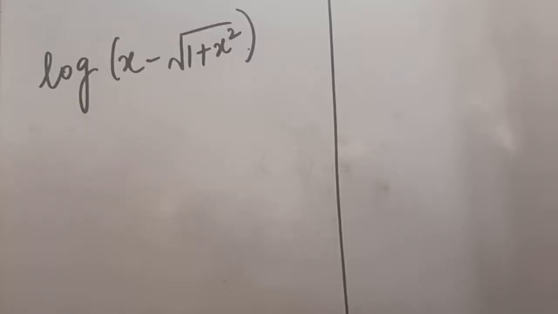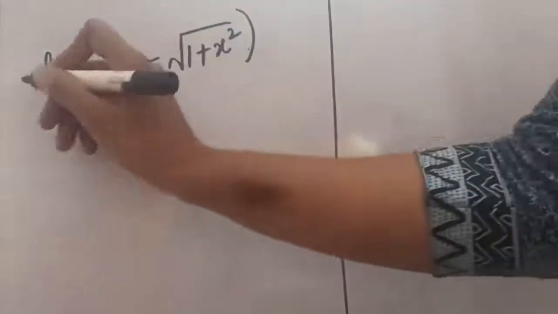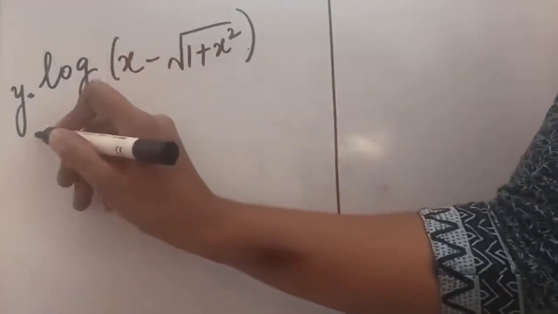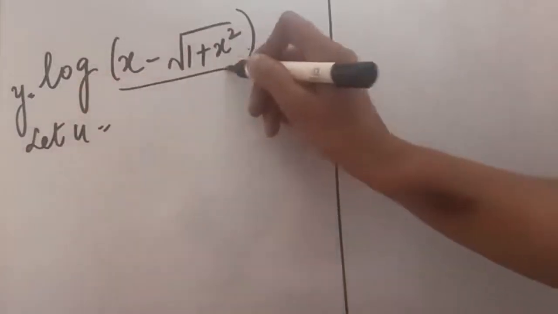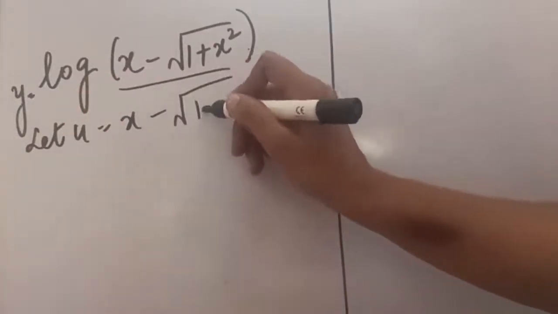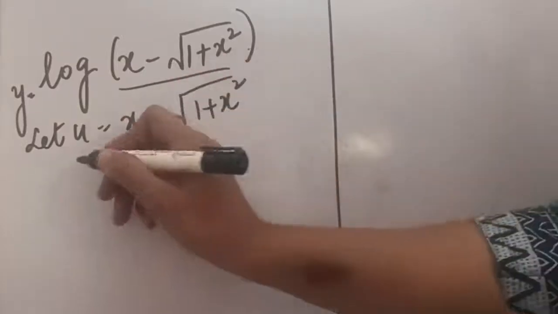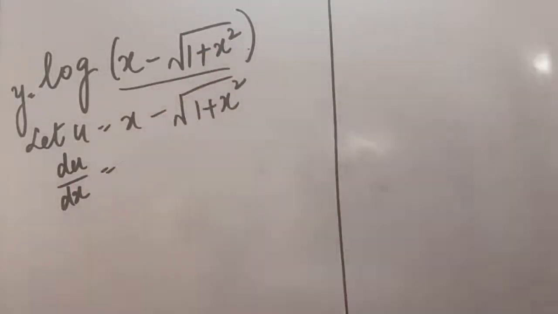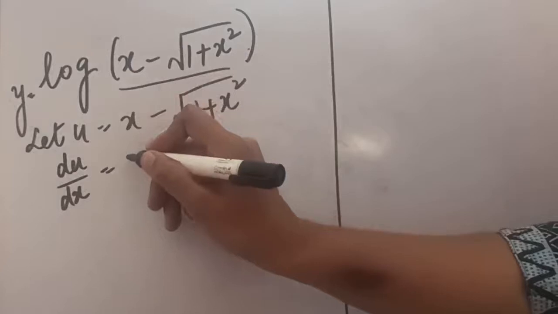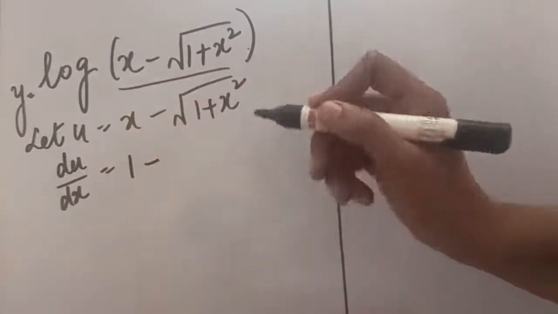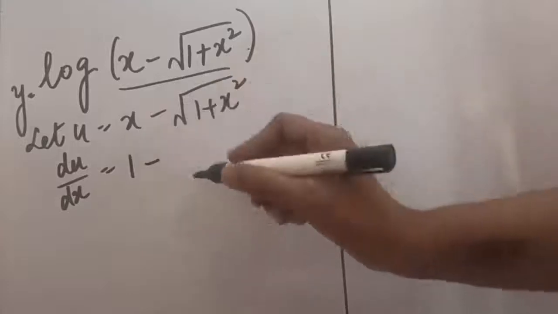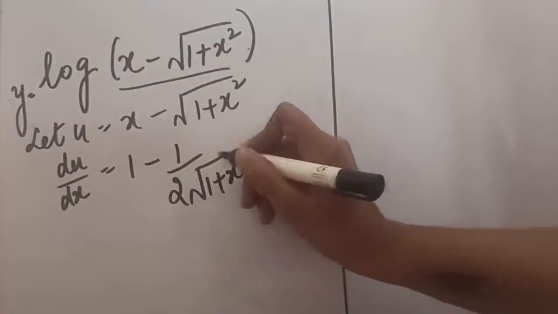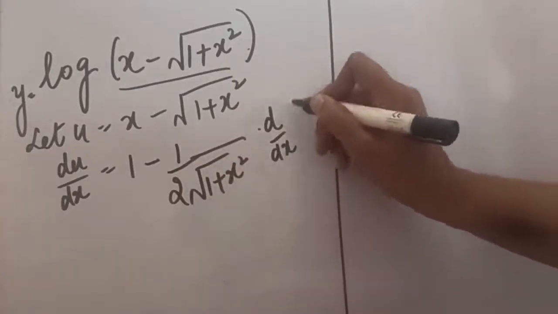Now this is another question that we can solve with the help of the chain rule. First step same, putting the function equal to y, and to apply the chain rule, let u equal this entire expression. So if this is u, then du upon dx will be, as there is a minus sign, we can take individual derivatives. The derivative of x is 1, minus the derivative of the square root of 1 plus x square, which will be 1 upon 2 under root 1 plus x square, and the derivative of 1 plus x square.